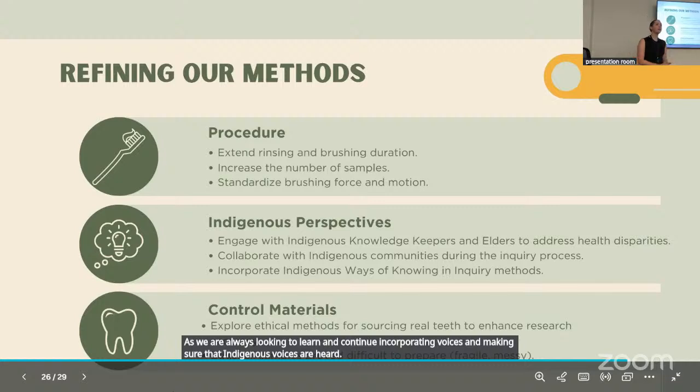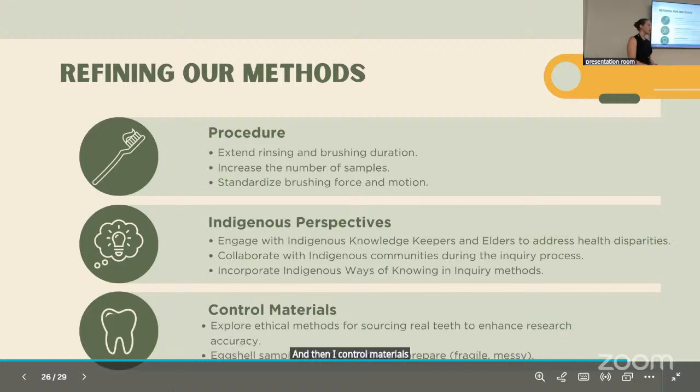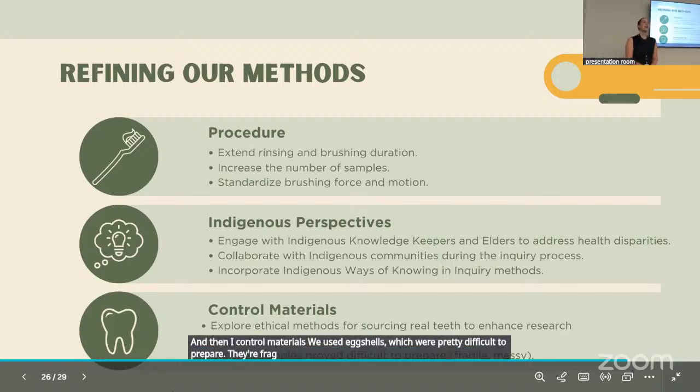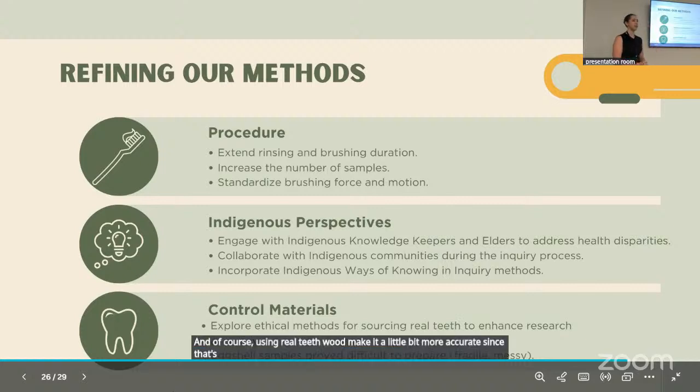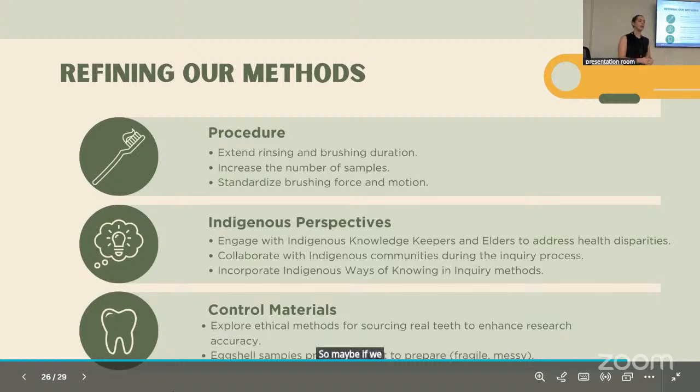And then our control materials, we used eggshells, which were pretty difficult to prepare. They're fragile and they're messy. And of course, using real teeth would make it a little bit more accurate, since that's what we're looking at as the effects on teeth. So maybe if we had more time, exploring the ethical procedures to acquire those real human teeth.